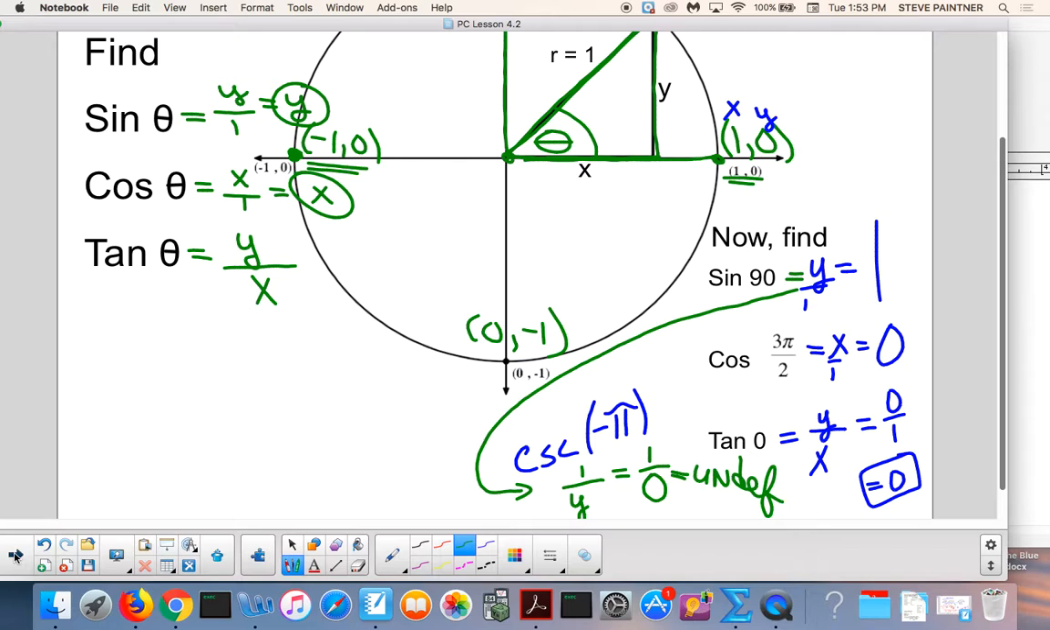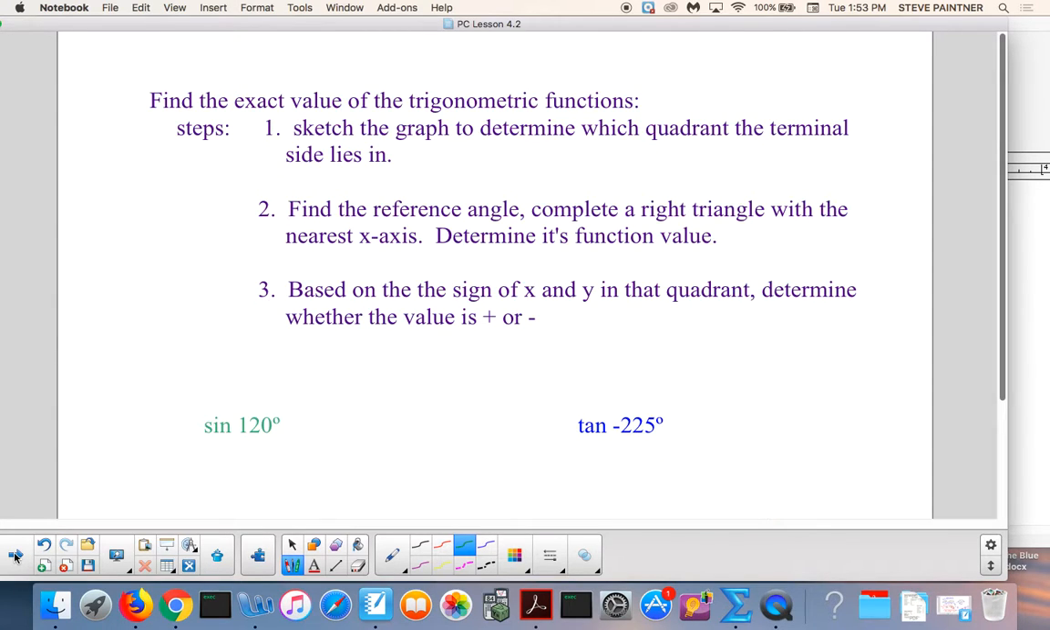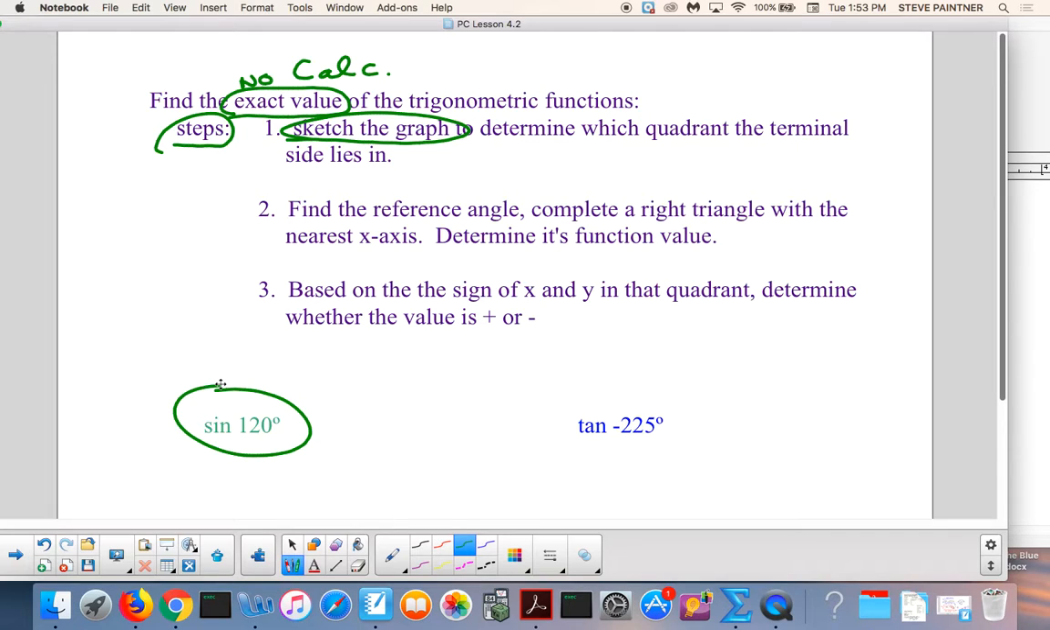Okay. All right. Here we go. This is everything, guys. This is what we've been waiting for. This is the lesson. It took us forever. Find the what? Oh, guess what that means? It means no calculator. This is what you're going to be tested on. Okay. Find the exact value of the trigonometric functions. Ready? Here are quick steps for you. How do I do this? Well, let's sketch the graph first. Determine which quadrant we're in. So let's do that. Sketch that. This won't take you long. Just make a picture.